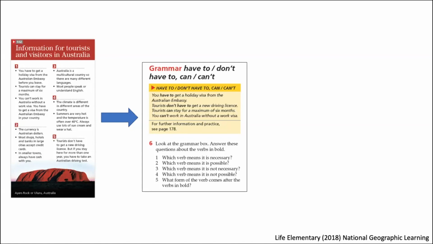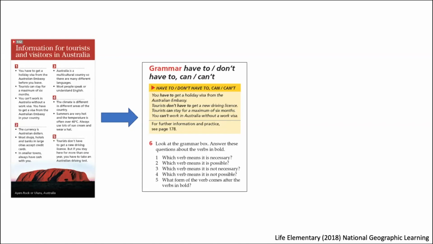The way my lesson typically works, and this example comes from my book Life, is that students read a text about rules for visitors and tourists to Australia. So it's talking about what kind of visa do you need, and what side of the road do you drive on, and what kind of things must you have to, in terms of currency and the weather and so on. So it's tips for tourists. Students read the text, they check they understand it, and then we analyze the grammar in the text, and they discover that it's full of sentences with have to, don't have to, can, can't.